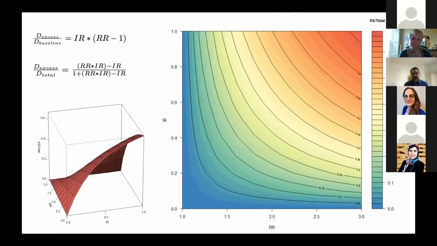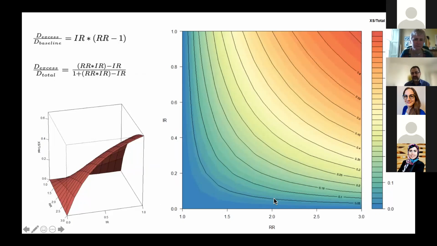So this is the model, the mathematical representation. Here it's just a very linear relationship between excess death and total number of deaths, which is the sum of excess death and background death. And it's based on relative risk and infection rate. And here is a 3D representation of how the proportion of excess death to total death changes. And here you can see the contour plot of the same plot.